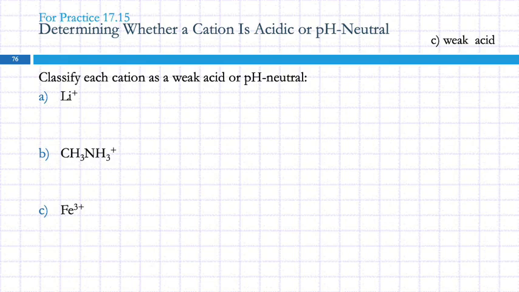So we should be able to answer questions like this. Classify each cation as a weak acid or as being pH neutral. Just like with the anions, what we're doing is we're looking at the conjugate of these guys, right? This one's a little bit hard because how's that going to lose an H+? But what does this come from? What acid or base would lithium ion come from? Lithium hydroxide. Is lithium hydroxide a strong base or a weak base? It's a strong base. So then this ion, this counterion of the strong base, is going to be pH neutral.